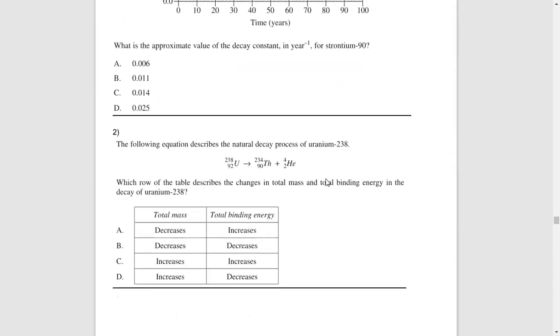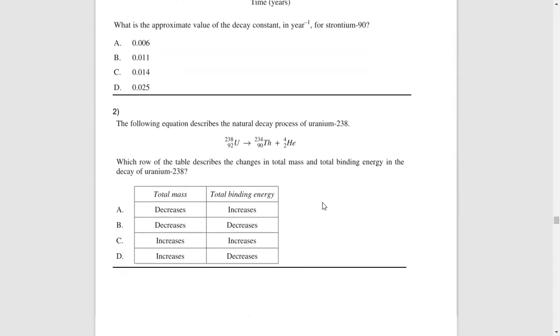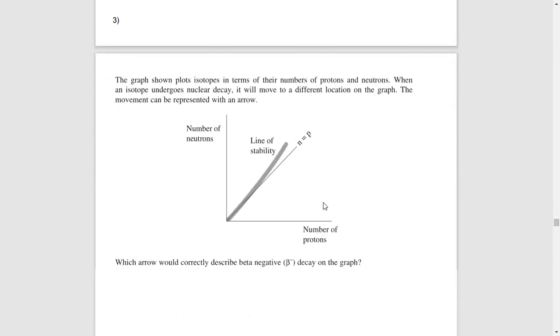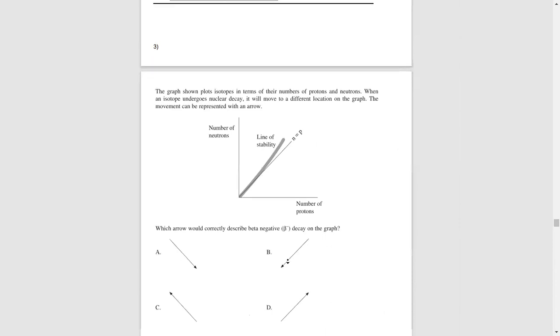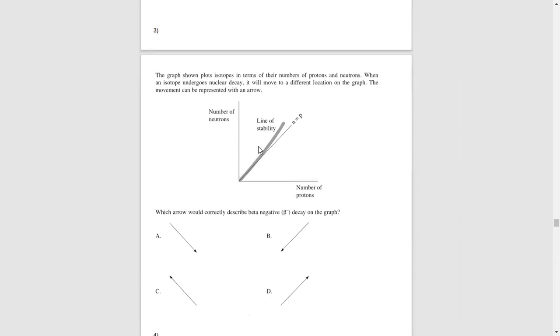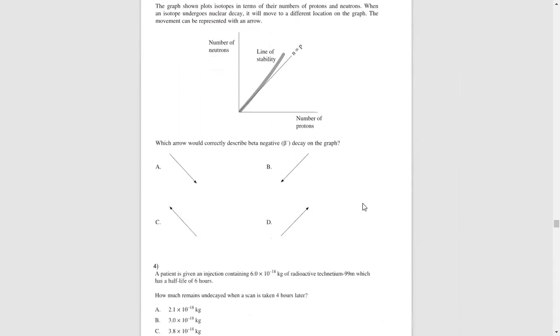So you want to work out the change in mass and total binding energy. As usual, the total mass, of course, will decrease and the total binding energy will increase. So here's your line of stability. Okay, so if you've got negative beta decay, just think of what happens to the number of protons and the number of neutrons, which are on your axes. And then that should give you an idea of what's going to happen, right?